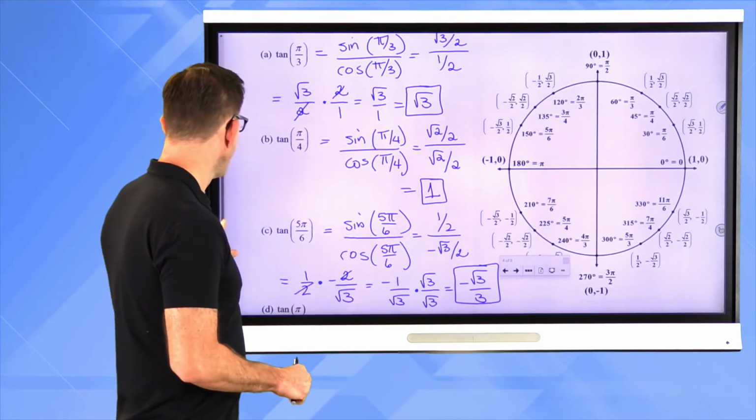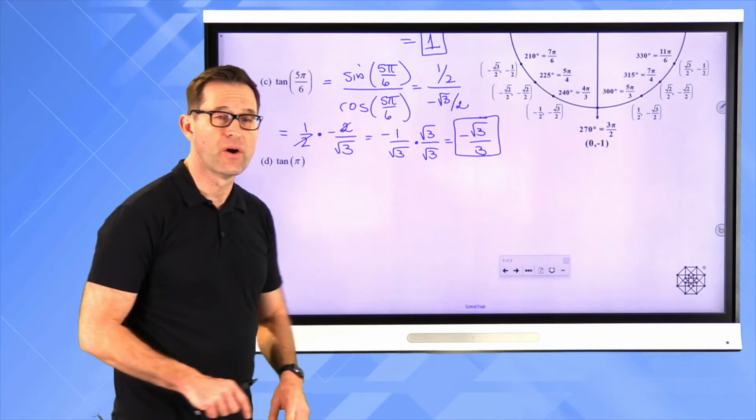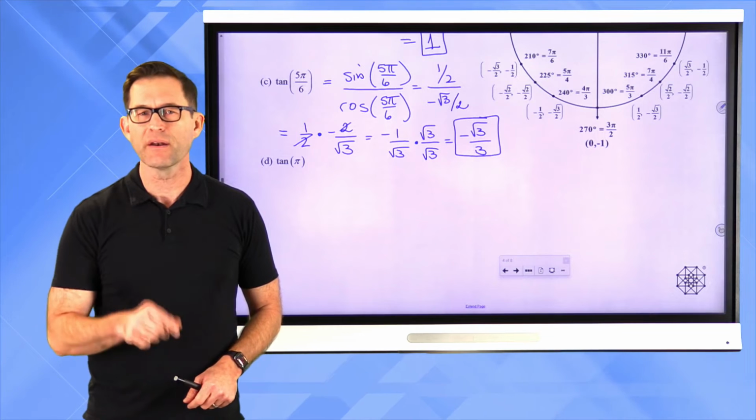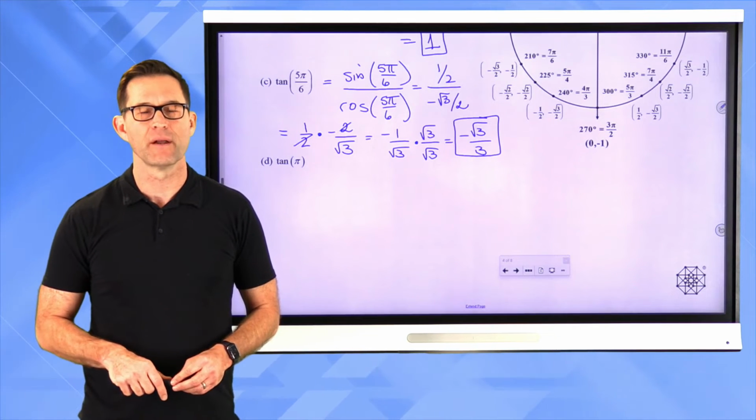All right, one last one for you to tackle on your own. Why don't you try to figure out what the tangent of pi is? It's actually going to come out to be a very, very nice number.